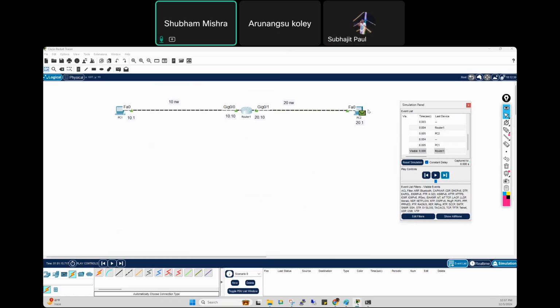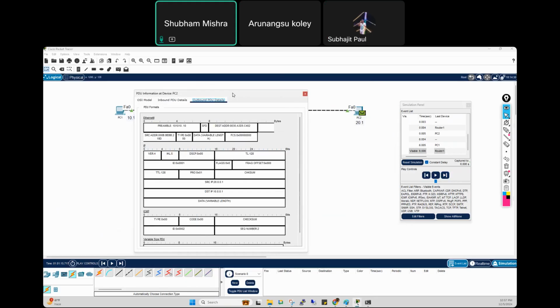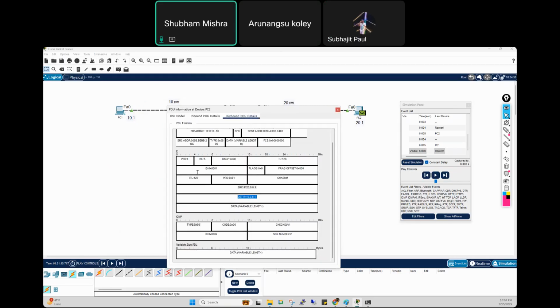What will PC number 2 do? PC number 2 again updates its entry. What will it generate? An ICMP reply. The type field is 00, that is the reply. Source IP is 20.1, the PC number 2 IP address. Destination is PC number 1. TTL value is again 128.